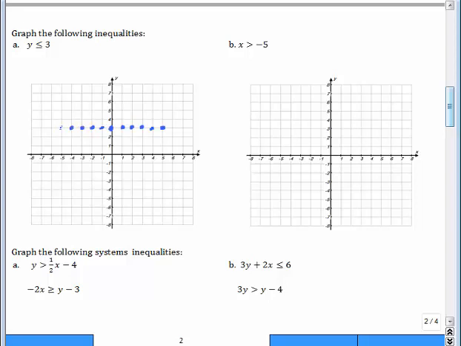So whenever you have y equal to something, or an inequality, it's basically a horizontal line. That's every lattice point on the graph where y is equal to 3. And since there's an equal sign, I'll just draw a solid line through that.